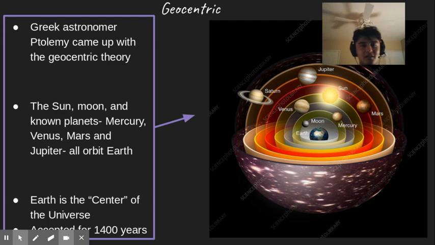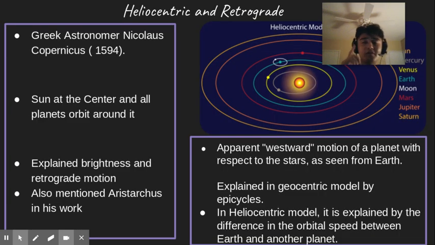And basically, this model was created by Ptolemy. In this model, the sun, moon, and other known planets such as Mercury, Venus, Mars, and Jupiter all orbit around Earth. To me, that didn't really make sense because Earth is not even a big planet. I mean, it is, but not really. Basically, the Earth is at the center of the universe. And this was actually accepted for about 1,400 years until the heliocentric model came in.